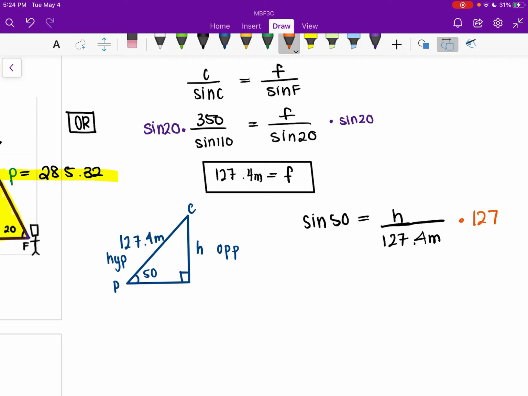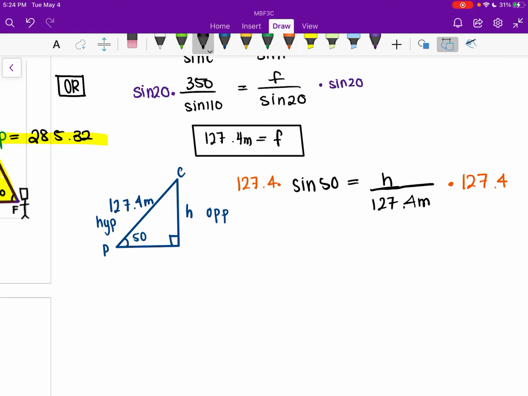So it's going to be multiplied by 127.4. So 127.4 times sine 50 is going to give me roughly 97.586, which is the same thing I got the first time. So 97.6 is going to be the height.